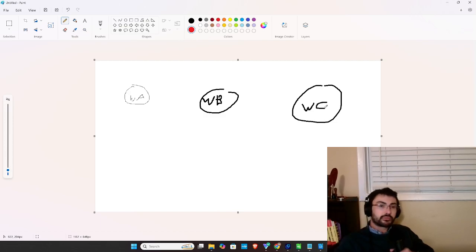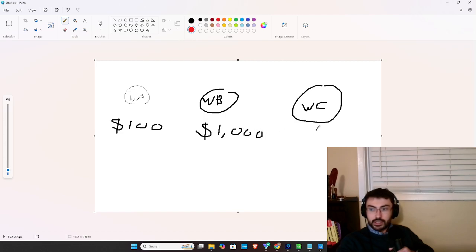Now, under the old rules, let's say that you had $100 in Bitcoin in this wallet. You had $1,000 of Bitcoin in this wallet, and you had $10,000 of Bitcoin in this wallet. So your basis before these rules under the universal accounting methods would be 10,000, or excuse me, $11,100. That'd be your basis.